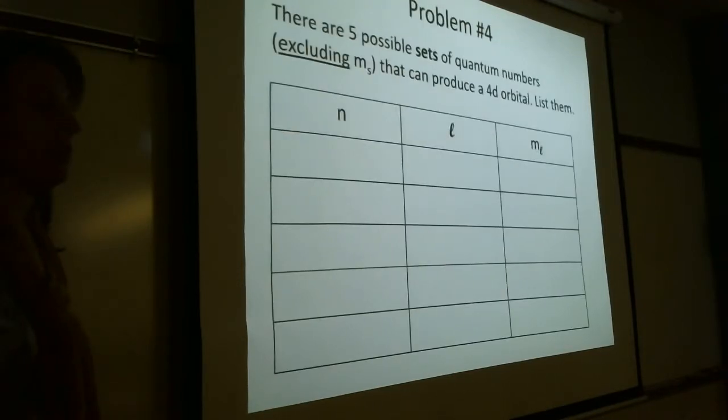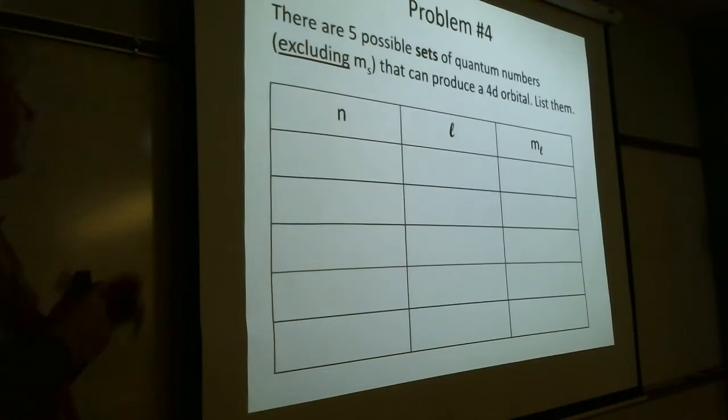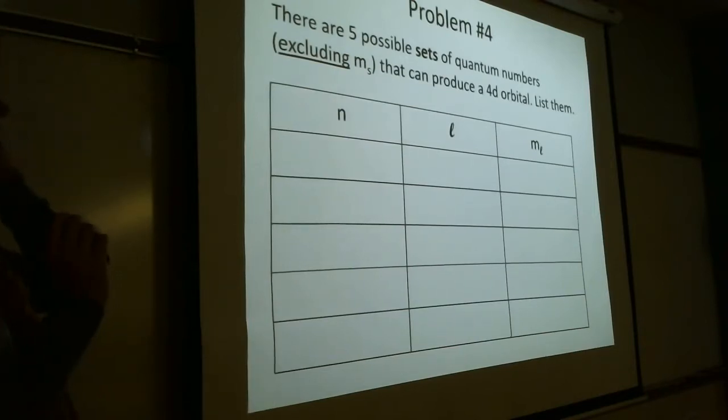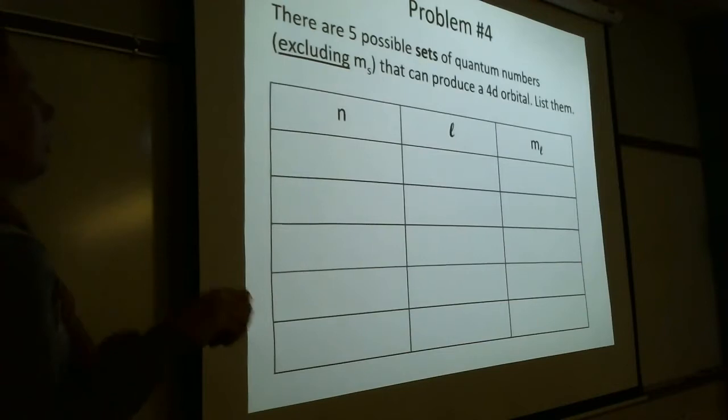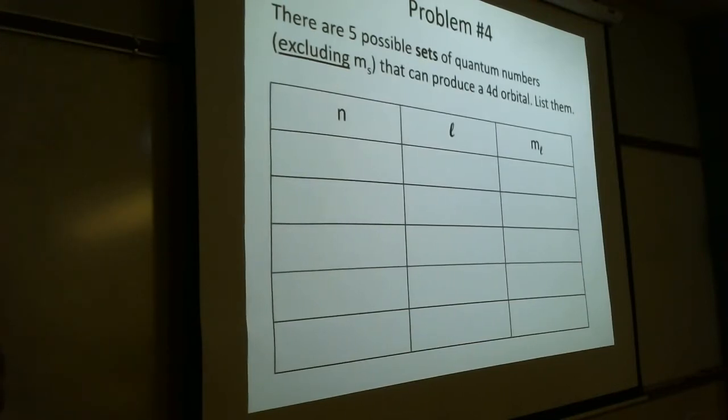Okay, here's one that's going to make you think a little bit. There are 5 sets of quantum numbers. Now we're going to exclude M sub S. We'll include M sub S in the next one. We're going to ignore M sub S for a minute. There are 5 sets that can produce a 4D orbital. See if you can figure them out. Now we're excluding M sub S.